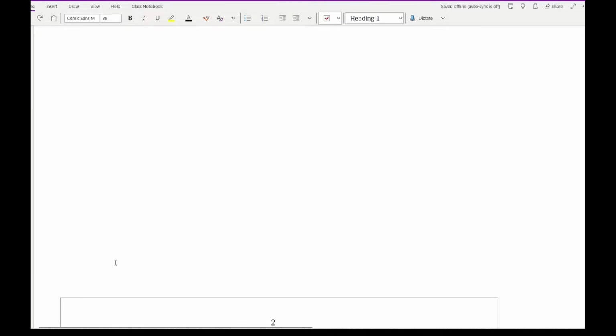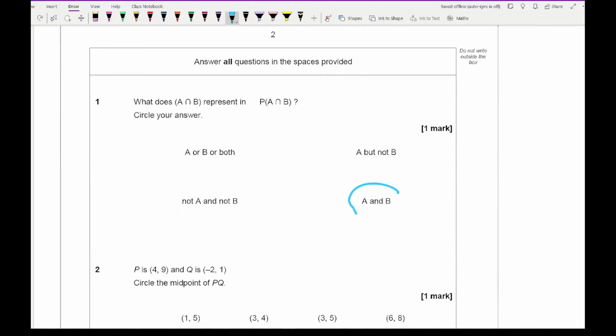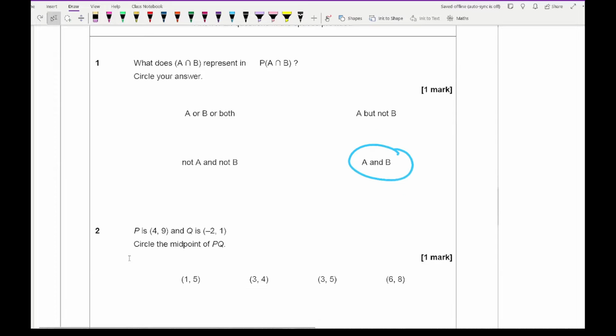So getting straight into the paper, let's have a look at question 1. So it says, what does A and B represent in the probability of A and B? And that's going to be our fourth option. So no questions about that one.